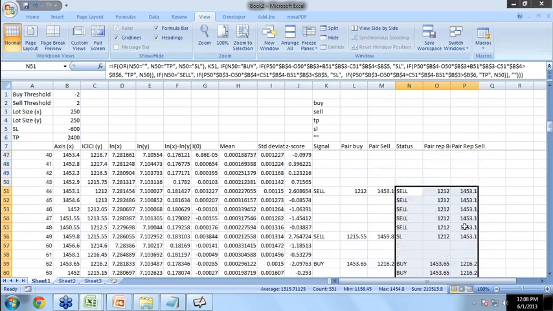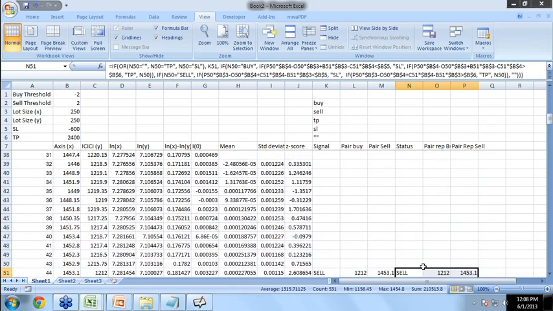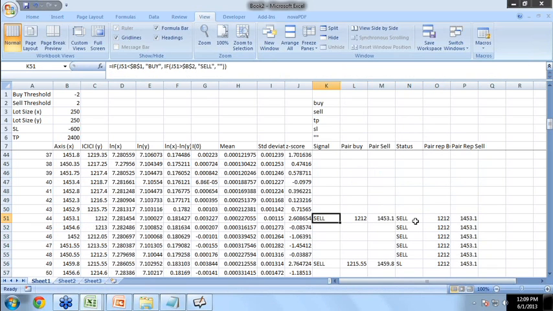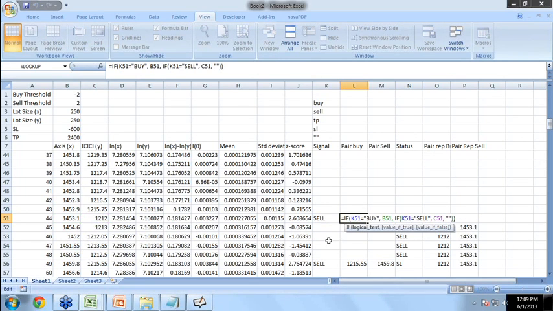So what we have here is, now let's see. What's happening is that there was a sell trade which came in. Sell trade came at 12:12. So 1212. Pair sell 1453.1. So which is correct because this is the value of the ICICI Bank 1212.